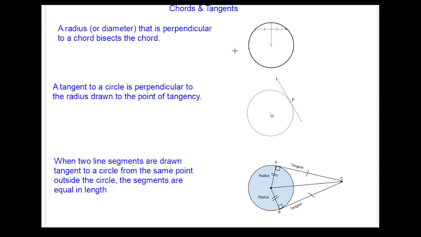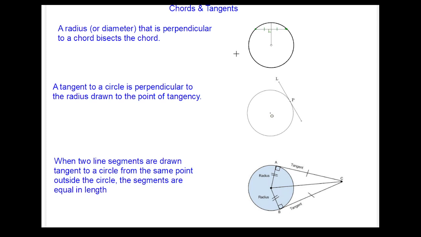So again, if a radius is perpendicular, maybe I should draw that in, that this is perpendicular. That's the important part of this. That looks more like a semicircle than a 90-degree angle. Let's try that again. So again, if that radius or diameter is perpendicular to the chord, then the chord gets cut in half.